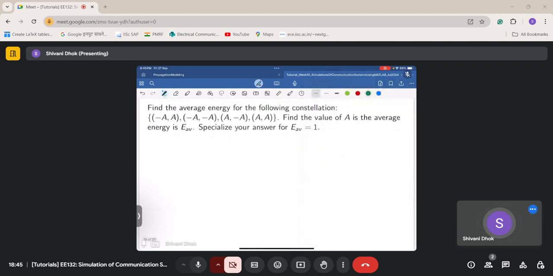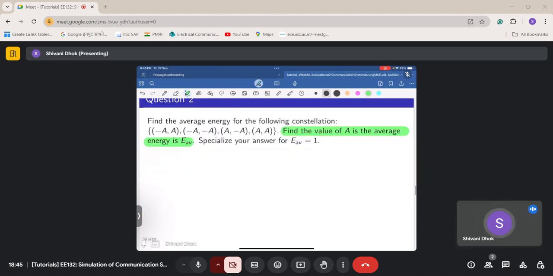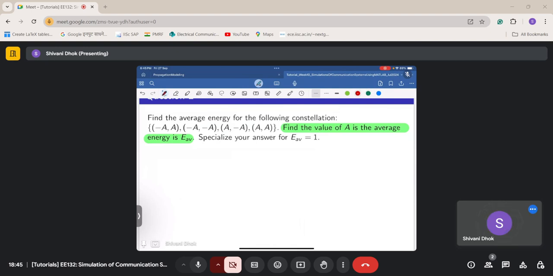Now let us look at the second part of this question. It says find the value of A if the average energy is given by E average. We have obtained E average equal to 2A square, and we need to figure out the value of A. So this A square comes out to be equal to E average divided by 2, which means that A is equal to under root of E average by 2.